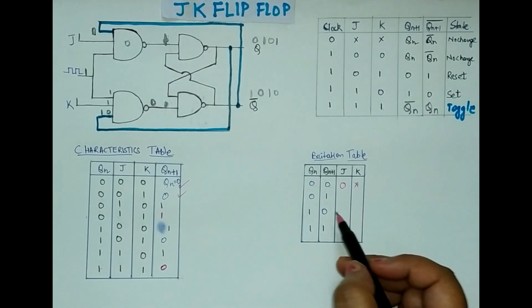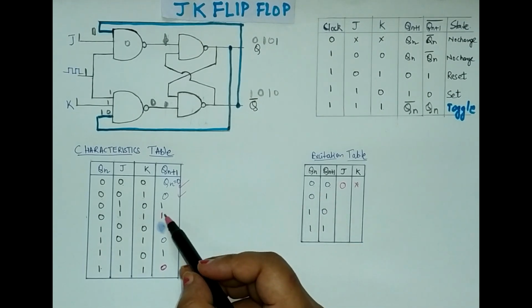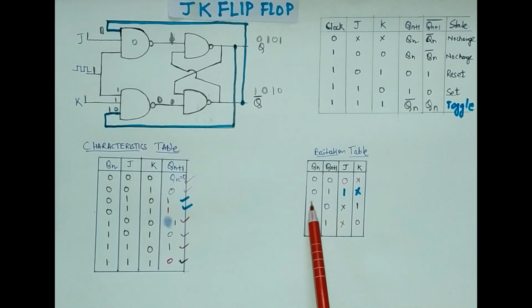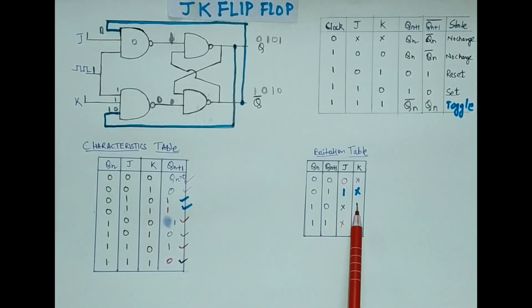Similarly, when Qn is 0 and Qn plus 1 is 1, I have written the values. The combination is 0 1 and 0 1, so J equals 1 in both the cases, so I have written here 1, and the K value is changing, so I have put a cross mark, meaning don't care. Again 1 0, which I have shown in black color. Here it is 1 0 and here it is 1 0. The value of J goes 0 1, and the value of K is 1 1. So the value of J will be don't care, and the value of K will be 1.